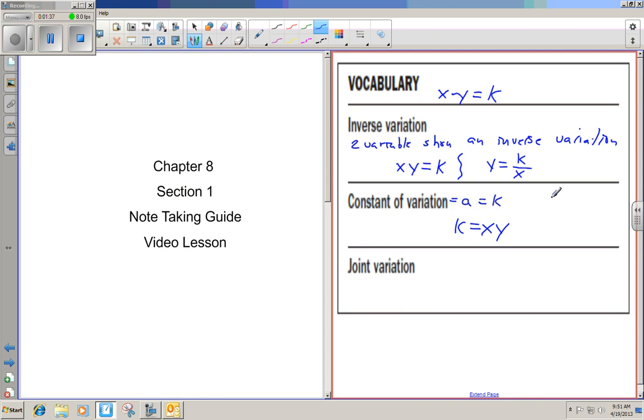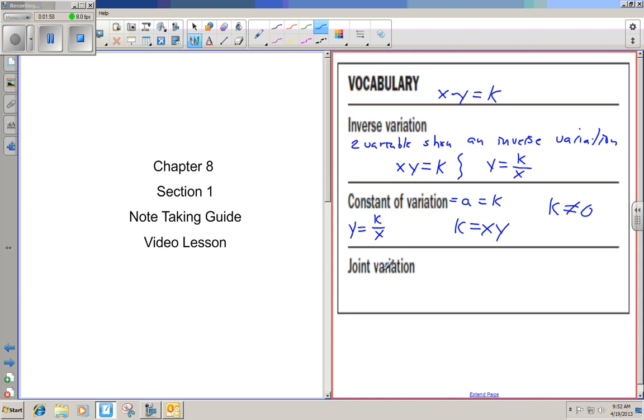K, of course, cannot equal 0. That causes big problems. And your equation for these, your final answer, would always have y equals K over x. So you'd always have an x in the denominator.